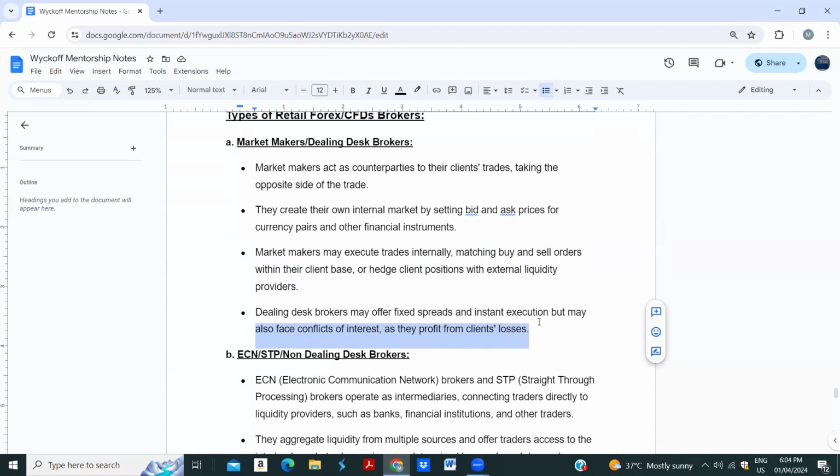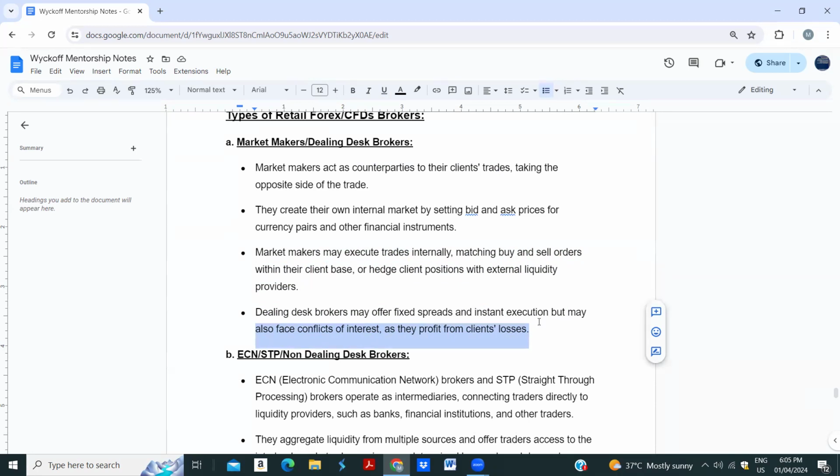So how do the market makers or dealing desk brokers operate? I'm going to give you a very brief overview of it. The first thing is that the market makers or dealing desk brokers act as liquidity providers to the traders. They do not have external liquidity providers. They are the internal liquidity providers to the retail traders who are trading with them. The second thing is that the market makers always act as counterparties to their clients' trades. They take the opposite side of the trade.